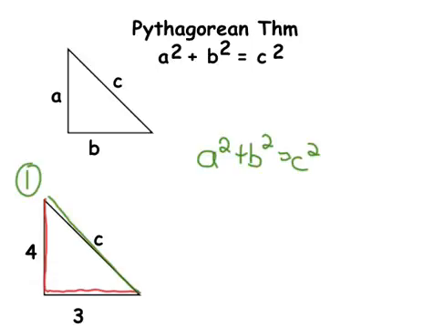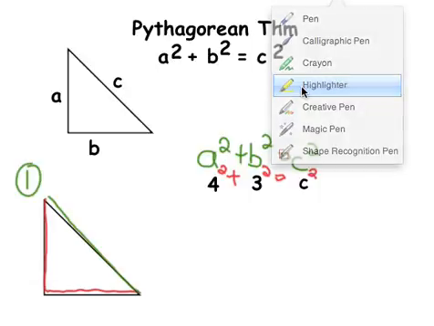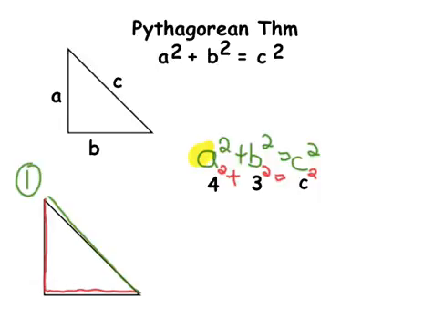Then we're going to go ahead and put our numbers in for our substitutions. So 4 is my a, 3 is my b, and then I'm going to leave that c, since we don't know what that is. That's not going to change. I'm going to copy everything else down, the little squared, the plus, the squared, the equal sign, and the 2. So all I did was replace the a with the number 4 and the b with the number 3.